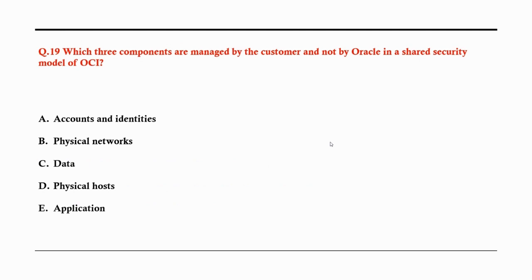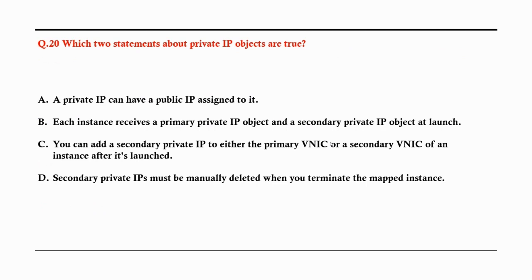Question 19. Which three components are managed by the customer, and not by Oracle, in the shared security model of OCI? So again, it's straightforward. It is applicable for all public clouds. So the answer is A, accounts and identity, C, data, and E, application. Question 20. Which two statements about private IP objects are true? The correct answers are A, a private IP can have a public IP assigned to it, and C, you can add a secondary private IP to either the primary NIC or secondary NIC of an instance after its launch.